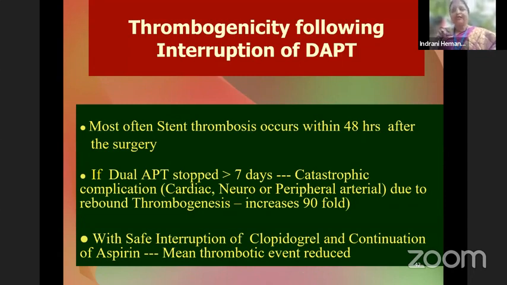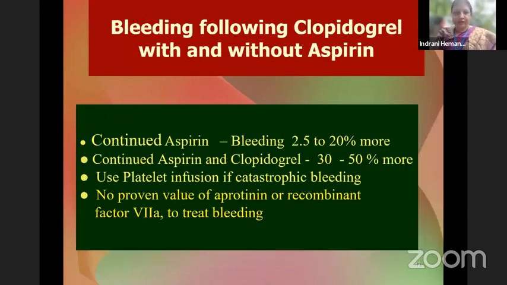Most often the stent thrombosis occurs, as I said, within 48 hours after surgery. If dual antiplatelet therapy is stopped for more than 7 days, you can have a catastrophic complication, about 90-fold. That is the reason: don't stop clopidogrel beyond 5 days. With safe interruption, with continuation of aspirin, the thrombotic events are much reduced.